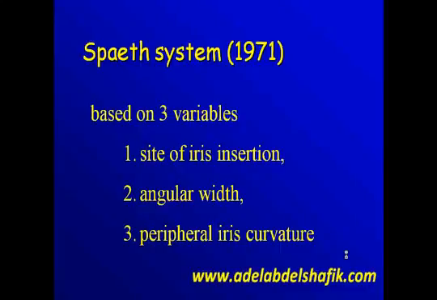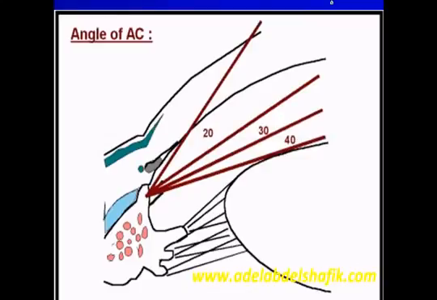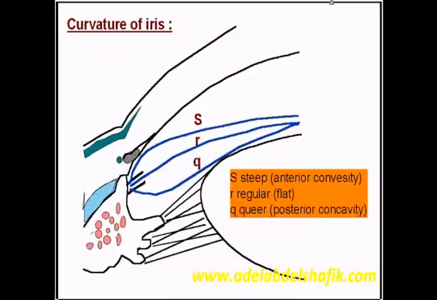Smith developed another system of classification depending on the location of insertion of the iris. A means anterior to the Schwalbe's line, B behind Schwalbe's line, C scleral spur is visible, D deep that the ciliary body is visible, E extremely deep that more than 1 millimeter of the ciliary body is visible. Then the angle can be any of these degrees, 10, 20, 30, 40.